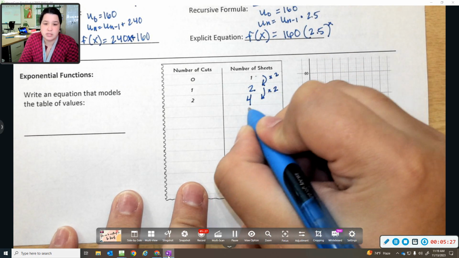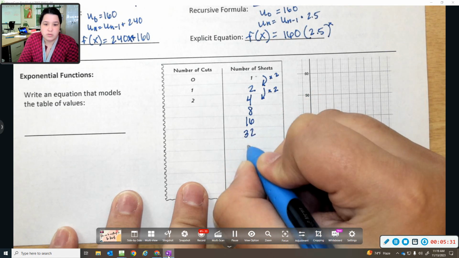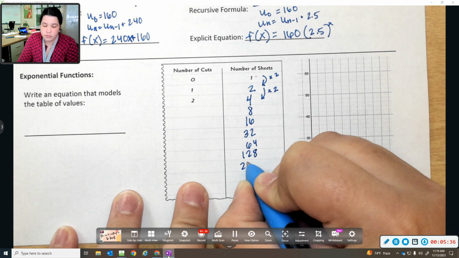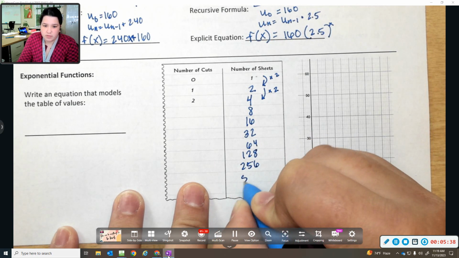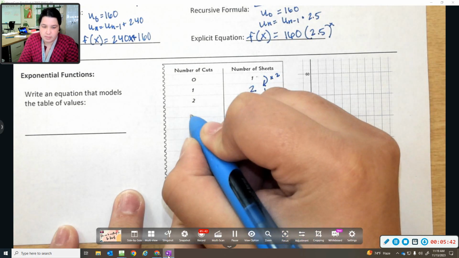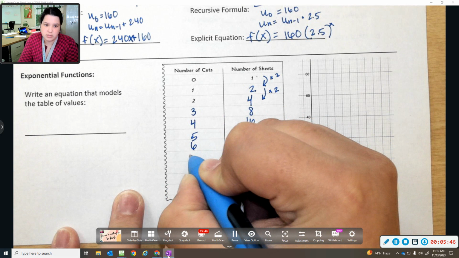So let's keep multiplying by 2. 4 times 2 is 8. 8 times 2 is 16. 32, 64, 128, 256, 512, and 1024. And every single time, I'm making one more cut. So all these are going up by 1s.